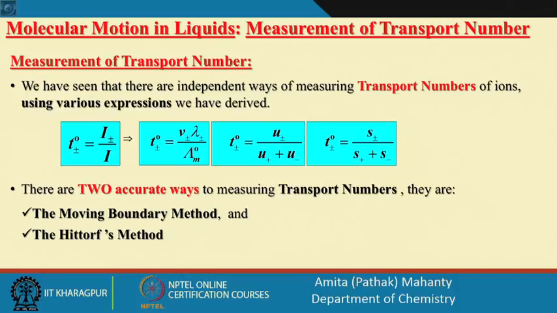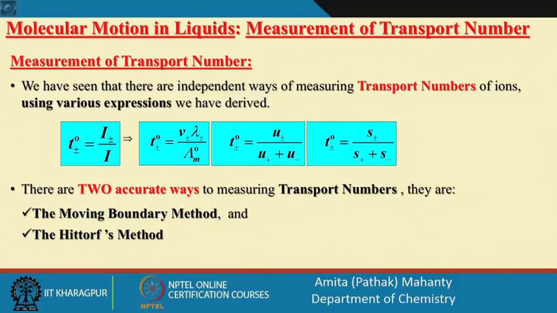Last class, if you remember, we had introduced the concept of transport numbers or transference number, and we had talked about how transport number can be obtained by various means. Whatever expressions we had derived so far in terms of the mobility, in terms of the molar conductivity, in terms of the ionic speed, we could relate each of these parameters with the transport number or transference number.